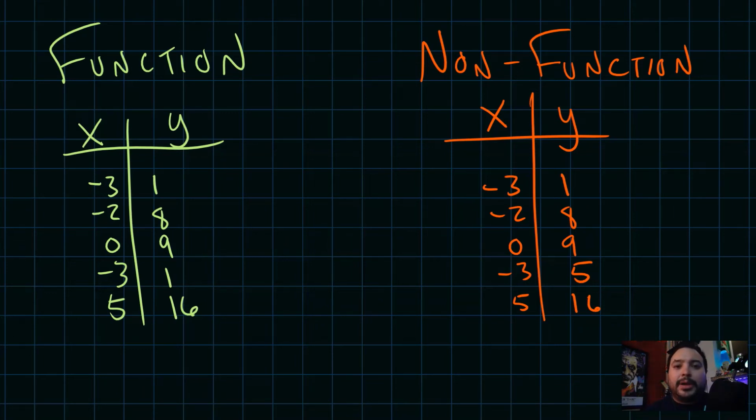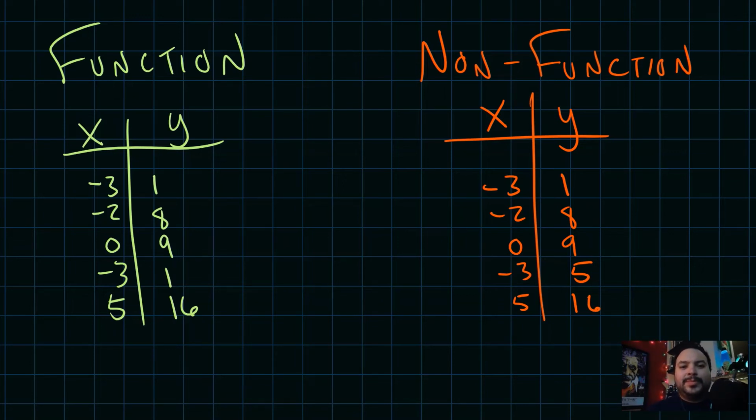Now, over my years of teaching, I've heard a lot of students tell me that they can tell a non-function because of repeating x's. And this is something that I want to try to banish from your mind, because it's not so much about repeating x's. Functions can have x's that repeat. It just has to have the same y value associated.